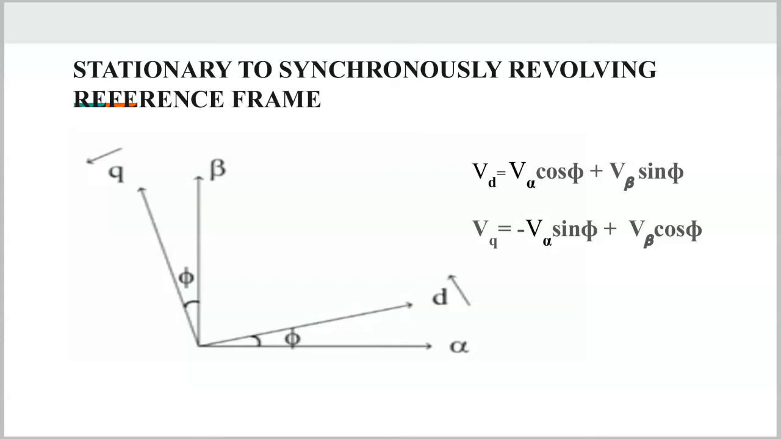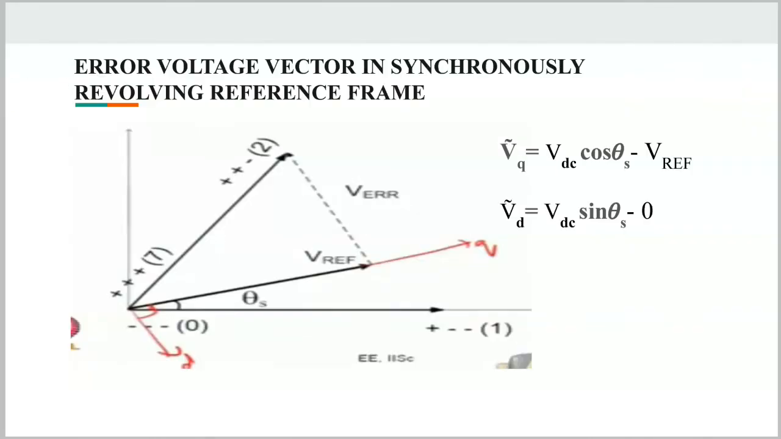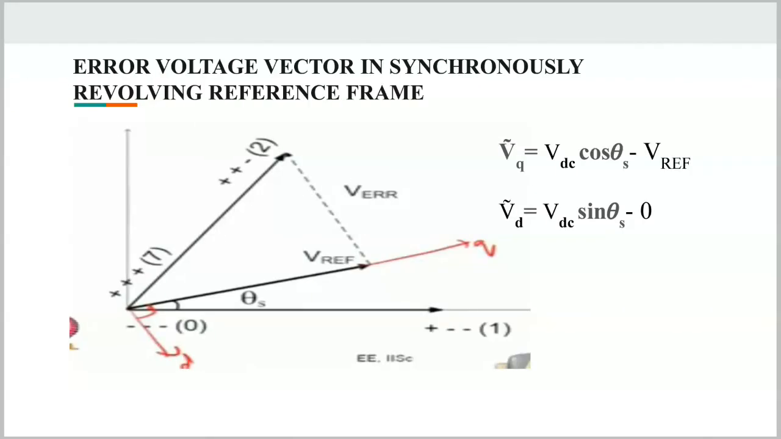So if we know V alpha and V beta and the angle phi between the two, we can compute what is VD. We can also compute the voltage along the Q axis. VQ is equal to minus V alpha sin phi plus V beta cos phi. The negative sign is used because the V alpha component is opposite to the Q axis. This is what we call as a transformation from stationary reference frame to the synchronously revolving DQ reference frame. In the next slide, we will see the error voltage vector in synchronously revolving reference frame.